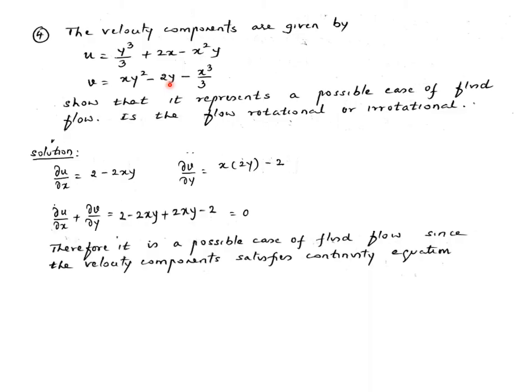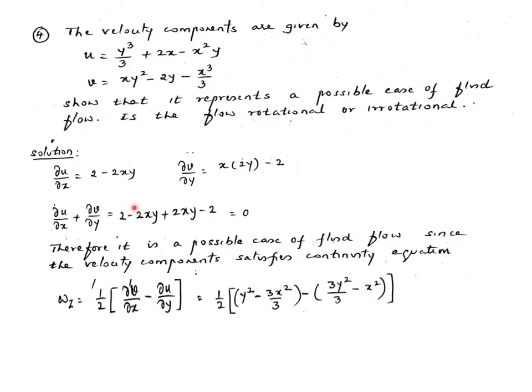Now to prove whether omega z is 0 or not, we have the equation for omega z, which is half of dou v by dou x minus dou u by dou y. So take v and differentiate with respect to x. Differentiation of x is 1, so it remains as y square. This term will be 0. Here it will be minus 3x square divided by 3, so it is minus x square. Therefore differentiation of v with respect to x is y square minus x square.